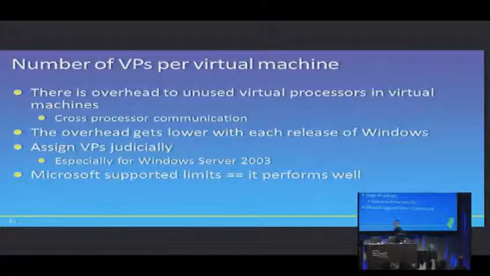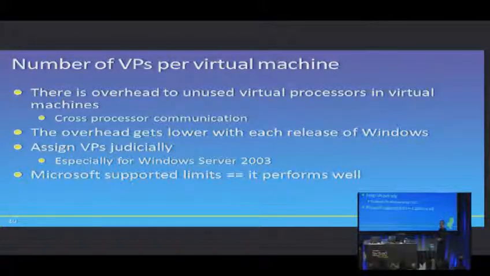So I'm right on the utilization spot there. Now, a really common question that I get around virtual processors is, how many virtual processors should I have per virtual machine? For a long time, the guidance has been, if at all possible, use one VP and only use multiple VPs if you have a workload that utilizes it.